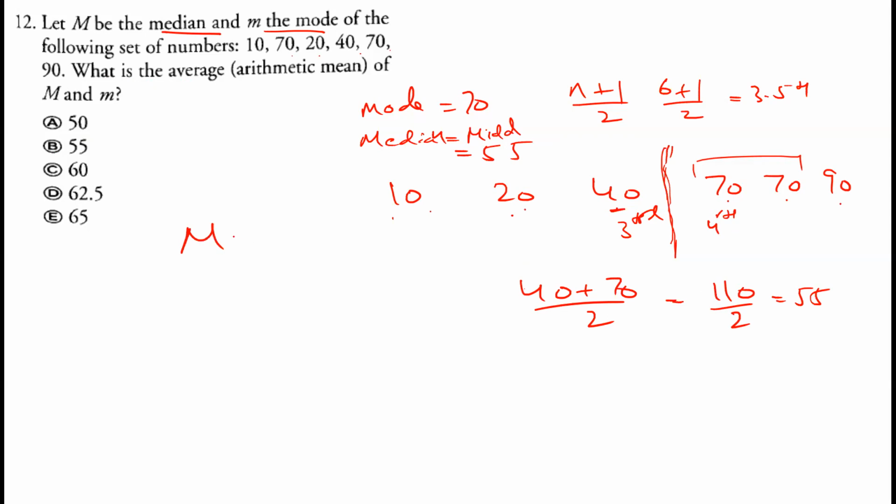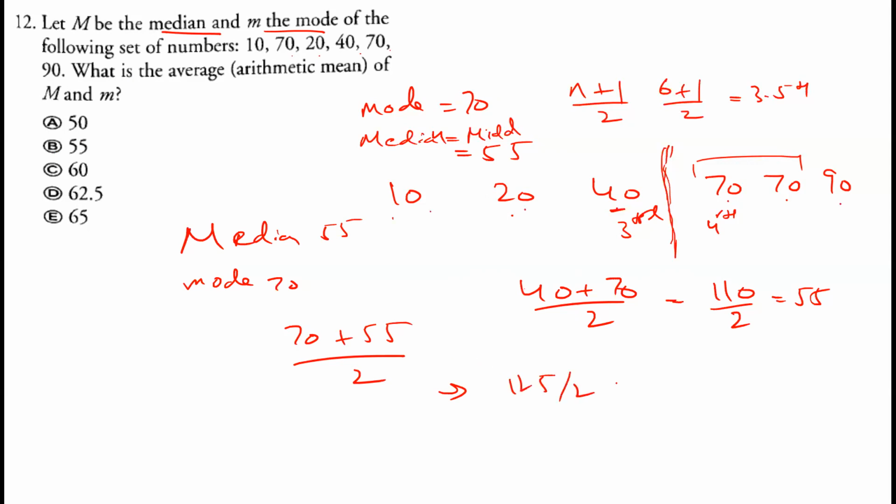So what is the average of M plus m? M is your median and small m is your mode. So we need to find the average. Mode is 70, median is 55. So 70 plus 55 divided by 2 equals 125 divided by 2, which is 62.5. The correct option is D.